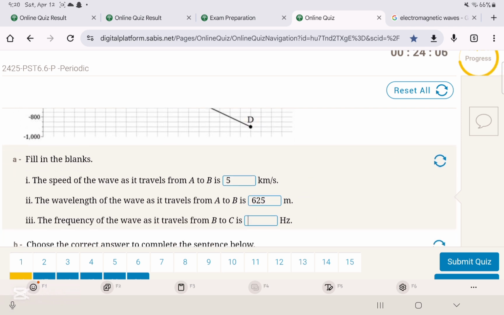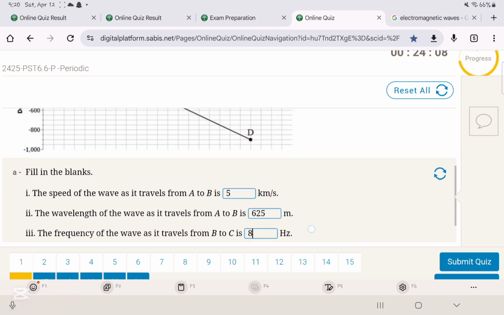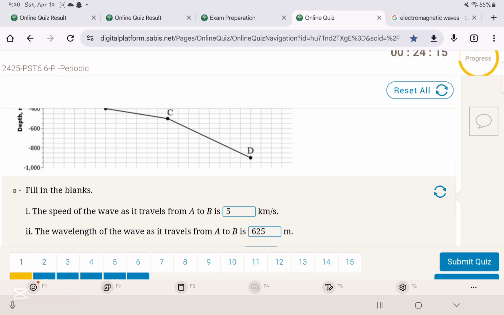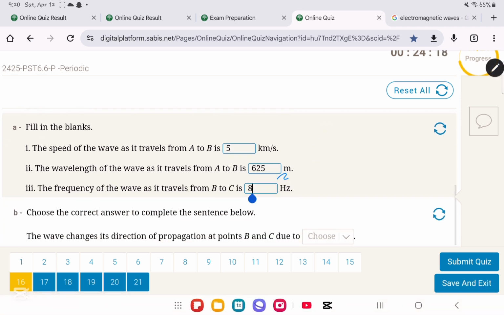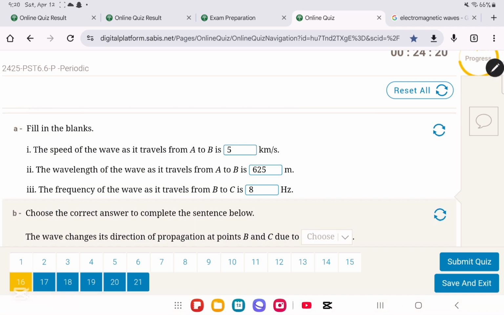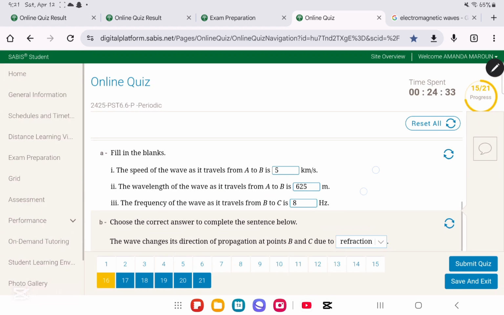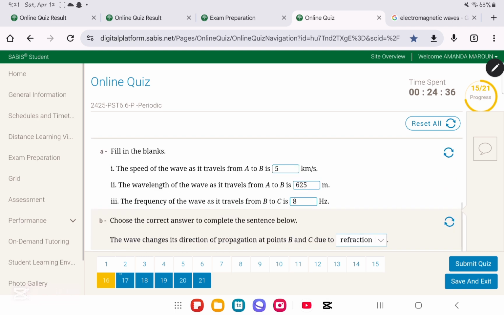Now the frequency of the wave as it travels from B to C is 8 hertz, because look, we said that this is a refraction, because as you can see the wavelength is changing, or the speed of the wave is also changing. So because this is refraction, the only things that will not change upon refraction are the period and the frequency. Now the wave changes its direction of propagation at points B and C due to what? Due to refraction. Okay, very simply, this is all we need to know from question number 16.